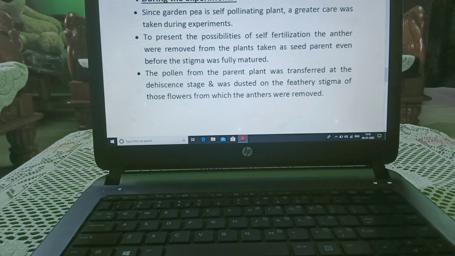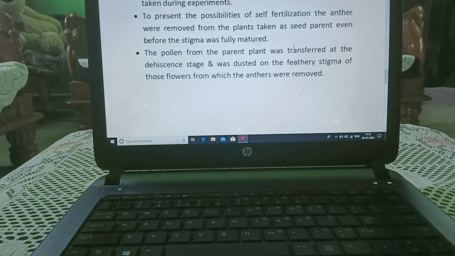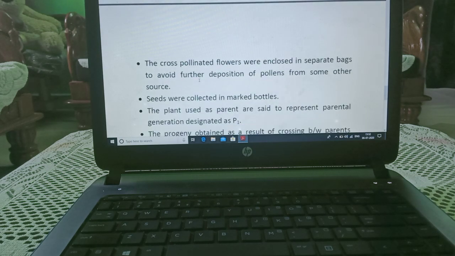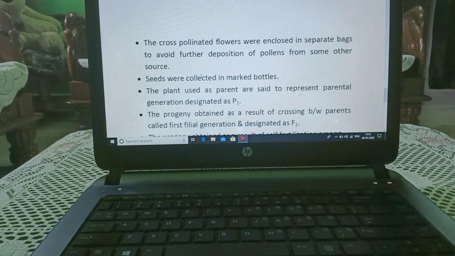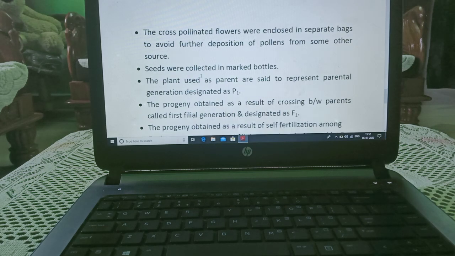To prevent the possibility of self-pollination, the anthers were removed from the plant taken as seed parent even before the stigma was fully matured. The pollen from the parent plant was transferred at the dehiscence stage and was dusted on the feathery stigma of those flowers from which the anthers were removed. Dehiscence means they were shed. The cross-pollinated flowers were enclosed in separate bags to avoid further deposition of pollen from some other source. Seeds were collected in marked bottles.